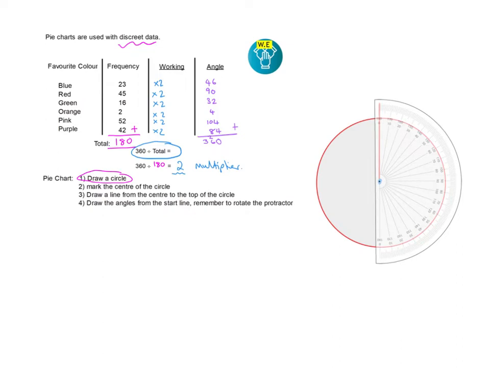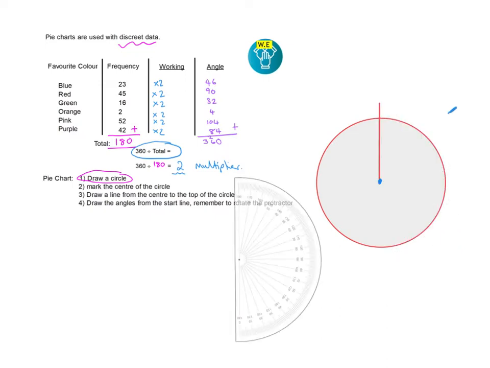So we're going to come around the outside, because my 0 at the top is on the, oh sorry, the inside, and I want to measure 46, which is about there. We're then going to remove the protractor out of the way, and we're going to use a straight edge to draw the line to the centre of the circle. And we're going to label that 46 degrees, and that is blue. You can colour it later if you want to.